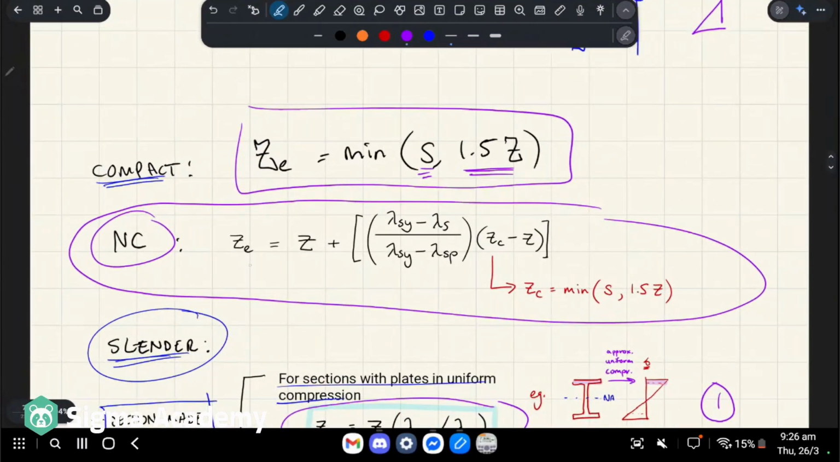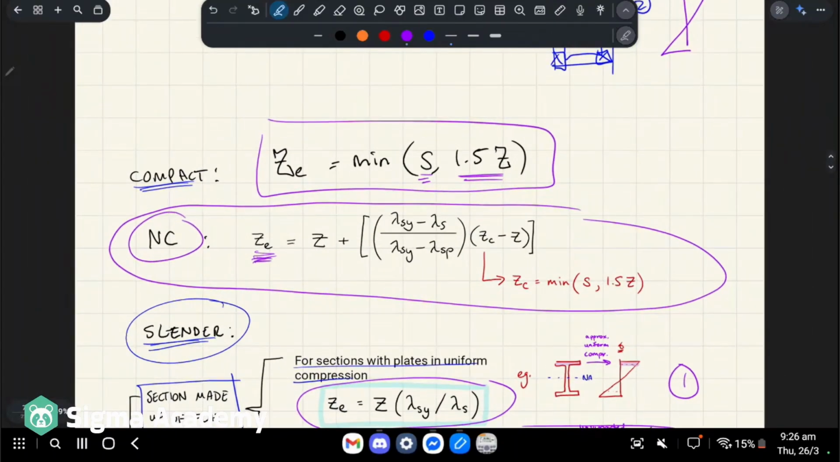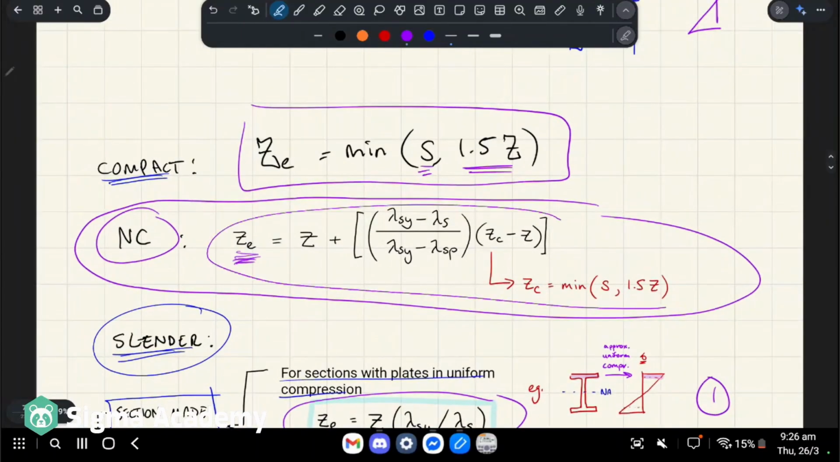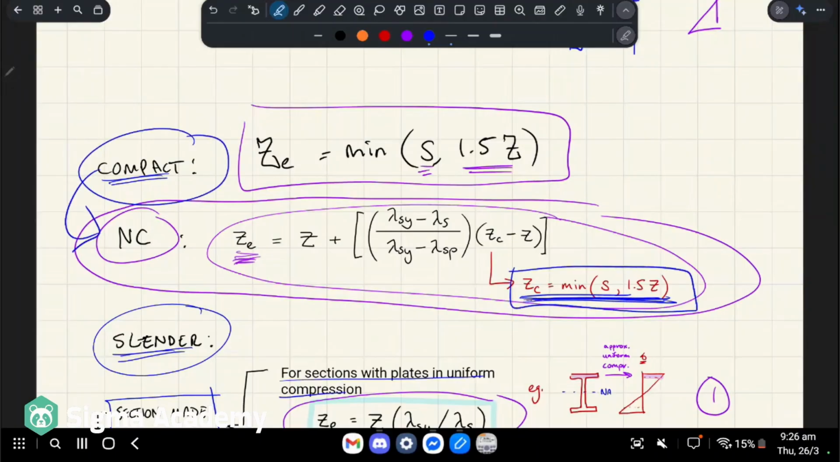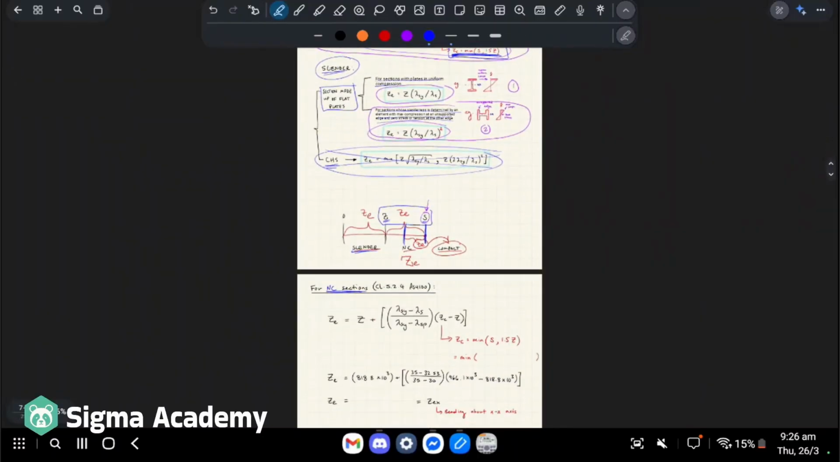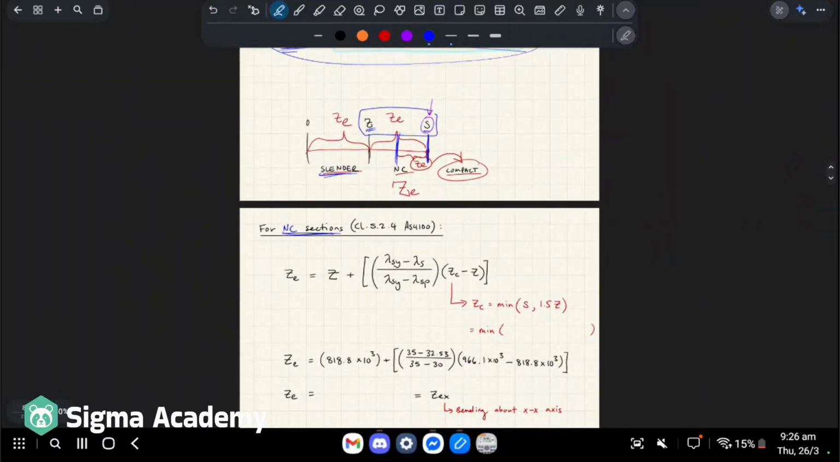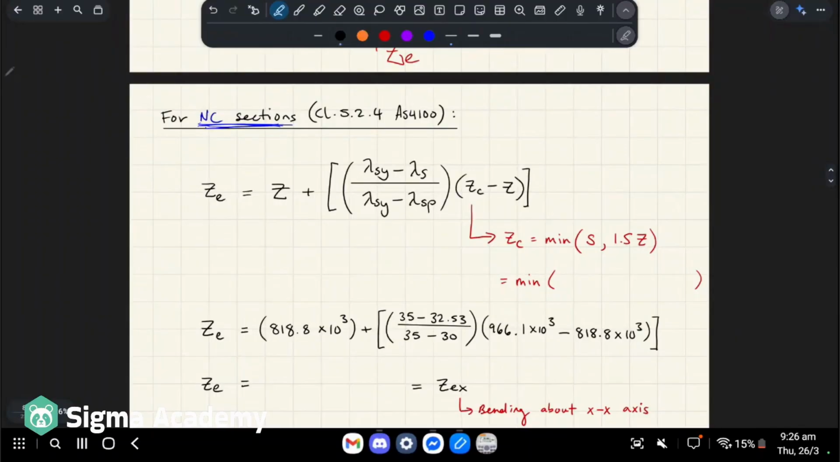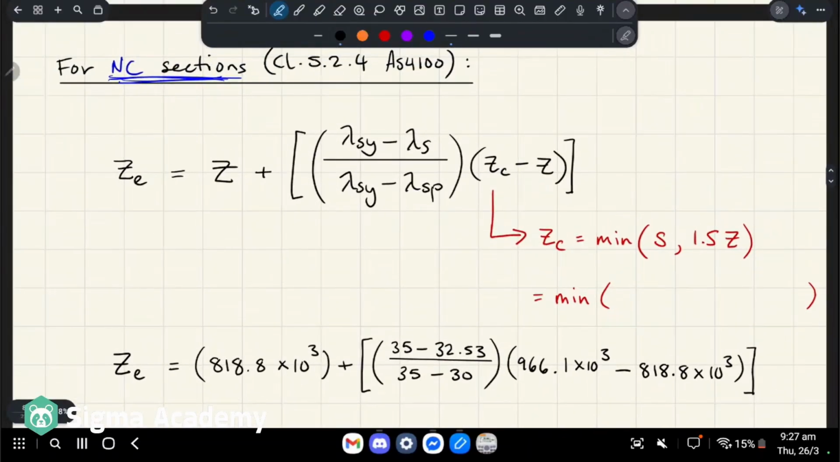For non-compact, your effective section modulus is this complicated formula. This one's the most complicated, and it requires you to calculate the effective section modulus for compact first. Zc is the effective section modulus as if your section was compact to begin with. Anyway, that's what we're doing. Cool. That's that. Hopefully that explains somewhat what's going on.